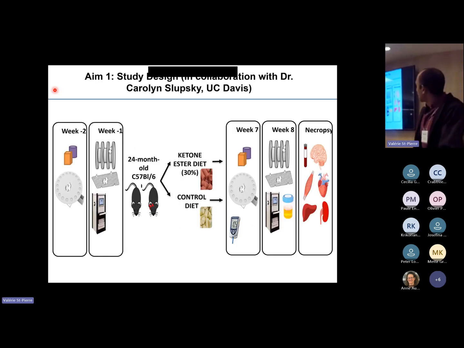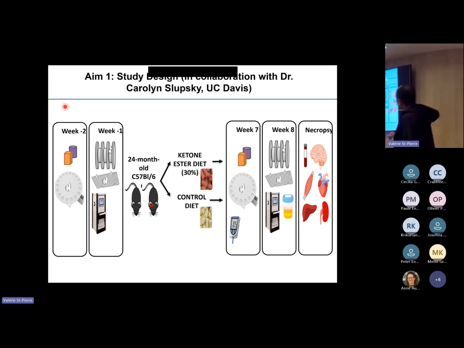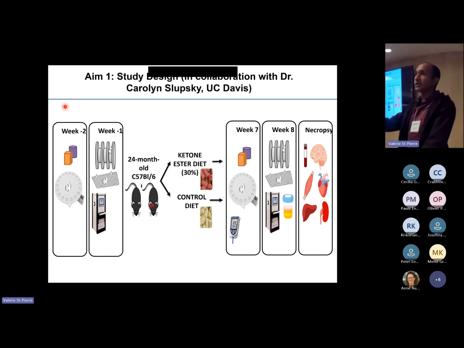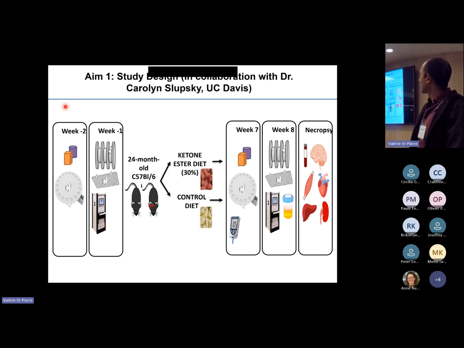So in the first study, we got aged mice, 24 months old, and we put them on a ketone ester diet. This is a mistake on the slide: it's 20% of the calories, not 30%, relative to the control. So we replaced the ketone ester with carbohydrates, with cornstarch, so they were isocaloric, and we kept them on the diet for about 8 weeks. And we did some behavioral tests and took the brain for measuring oxylipins or lipid mediators.